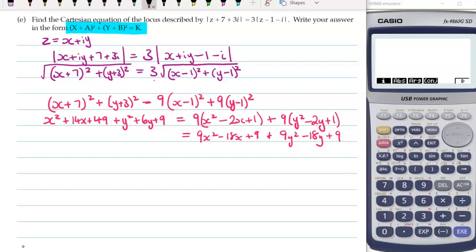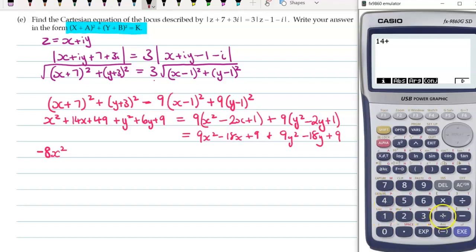Now let's bring all of the x's and y's to the left and all the constants to the right, just looking at the format that we're aiming for. So on the left, if we do x squared minus 9 squared, we have minus 8x squared. We've got 14x plus 18. So 14 plus 18, as we bring that over, is 32.